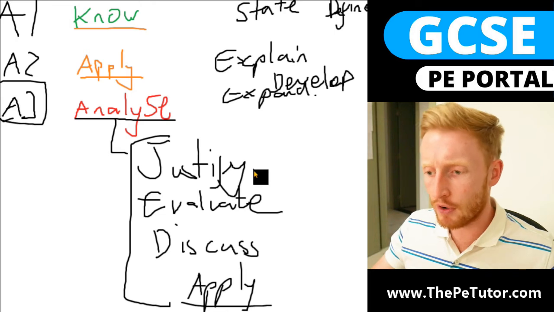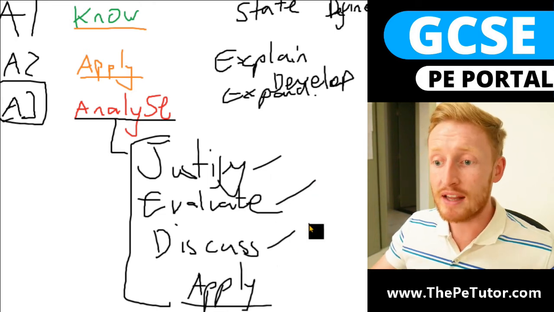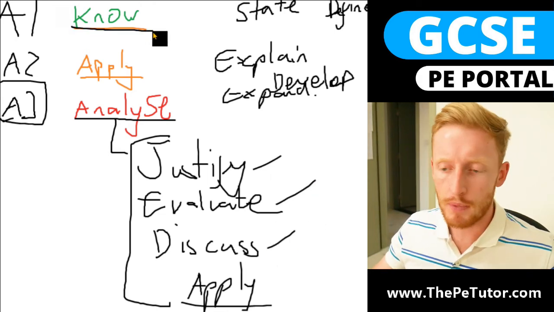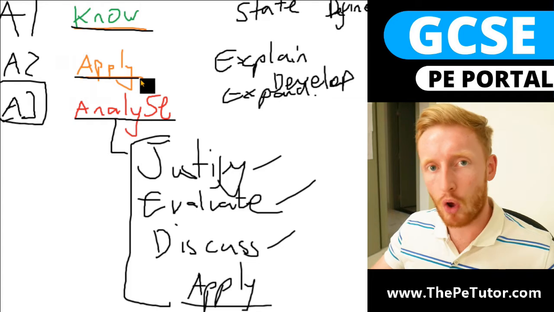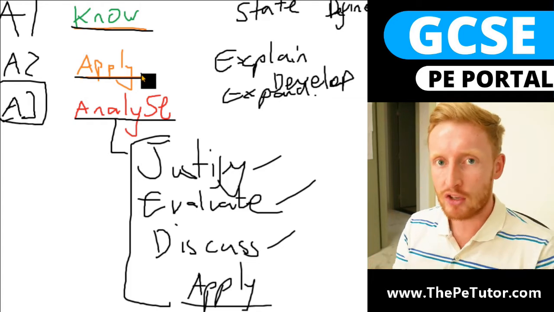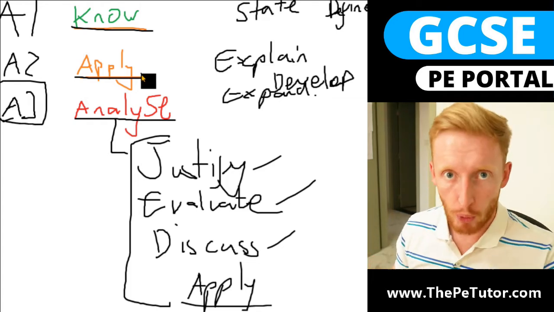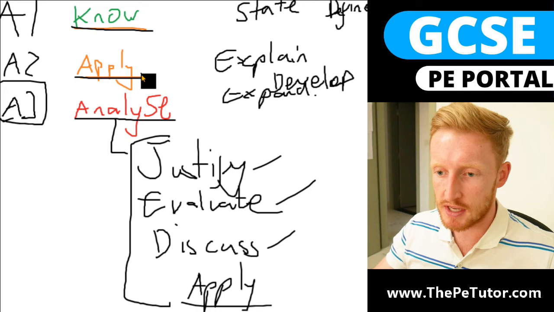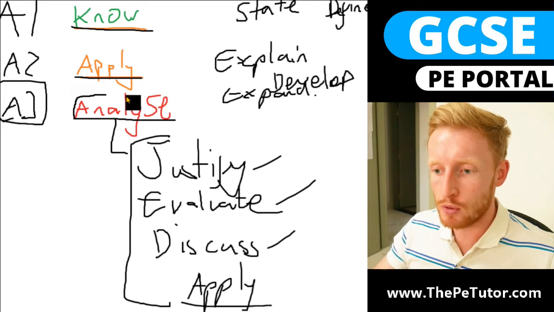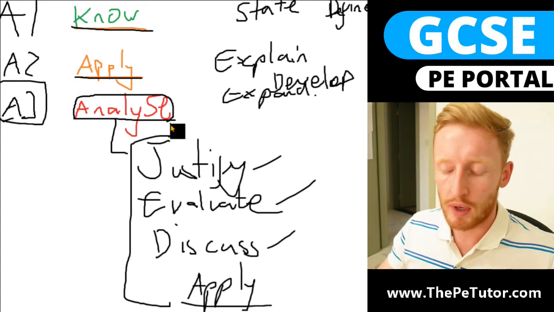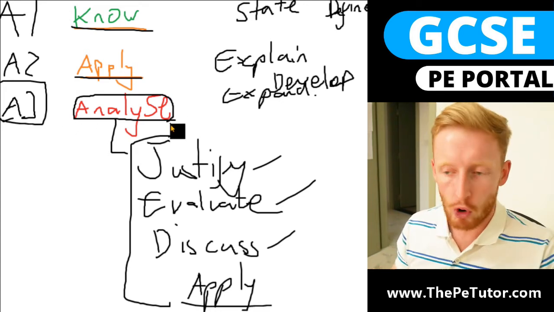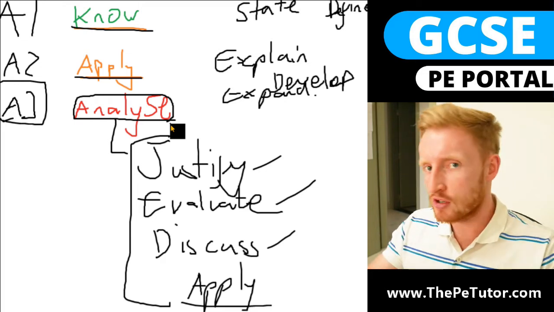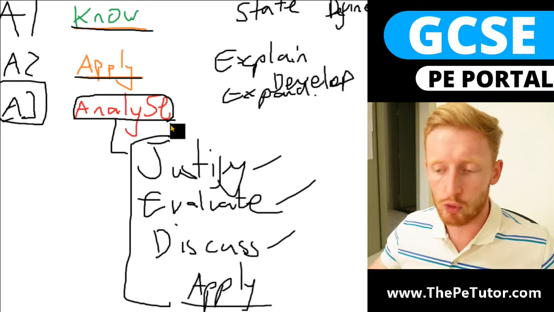So to be able to justify, to evaluate, to discuss, we need to, first of all, know a term. We need to understand how it applies to the broader picture, the broader environment of the body in sport or physical activity. And then we need to be able to look at it from different perspectives. We need to be able to look at the pros, look at the cons, the advantages or the drawbacks, and then reach some form of conclusion.